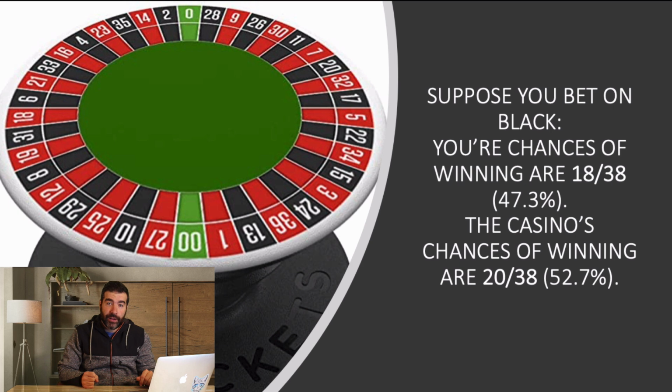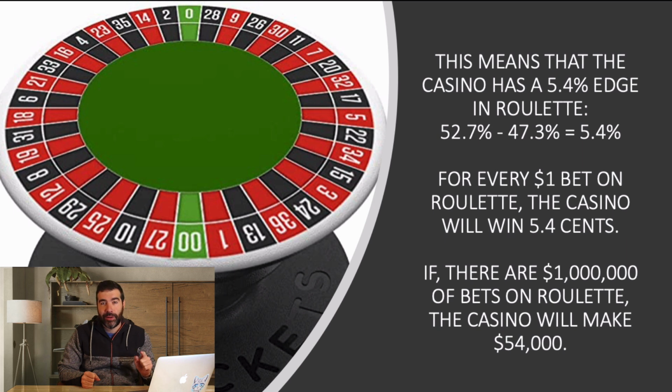Your chances of winning are 18 out of 38 because there's 18 reds, there's 18 blacks, and there's 2 greens, and the casino wins with the greens as well. So if you bet on black, you have a chance of 18 out of the whole 38. That's 47.3%. The casino's chances of winning would be, in that case, all the reds and the green, which is 20 out of 38, which is 52.7%. So this means that the casino has a 5.4% edge in roulette.